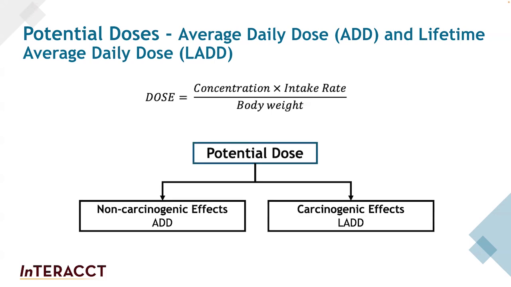If we are looking at non-carcinogenic effects, such as liver or kidney damage, we use the average daily dose, or ADD. But if we are evaluating carcinogenic effects, meaning the potential for cancer over a person's lifetime, we calculate the lifetime average daily dose, LADD. This distinction helps guide which health endpoints are relevant for risk characterization.